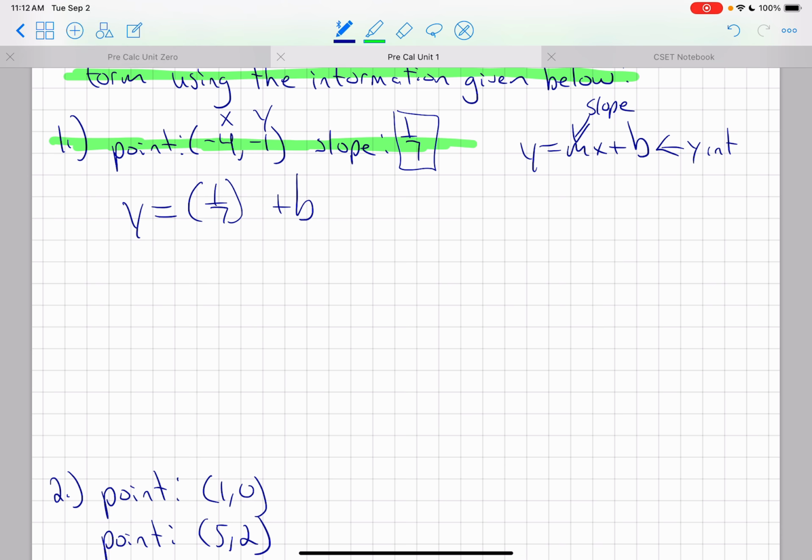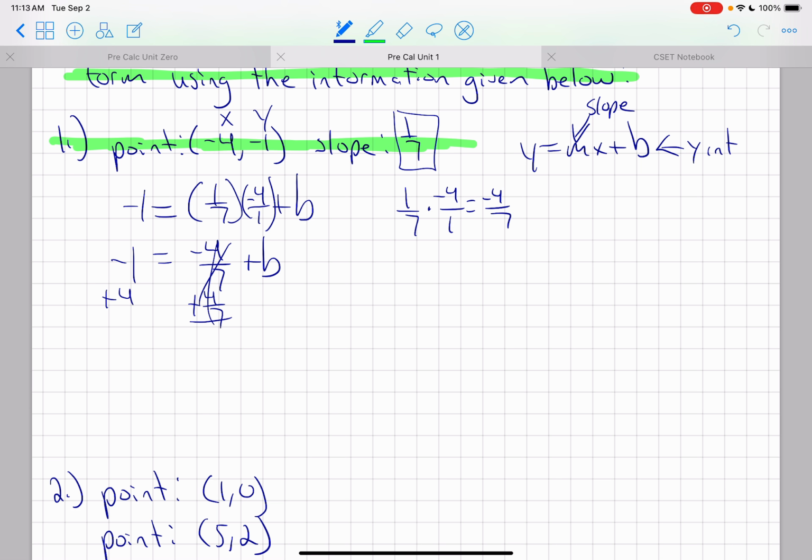So in place of x, I'm going to put -4. I'm going to call it -4/1. And in place of y, I'm going to put -1. Now I can solve for b. So I just have this 1/7 times -4/1, which is -4/7. So I have -4/7 plus b equals -1. And this says plus 4/7. I'm trying to solve for b.